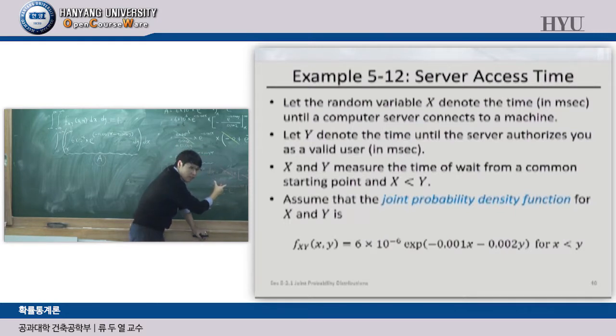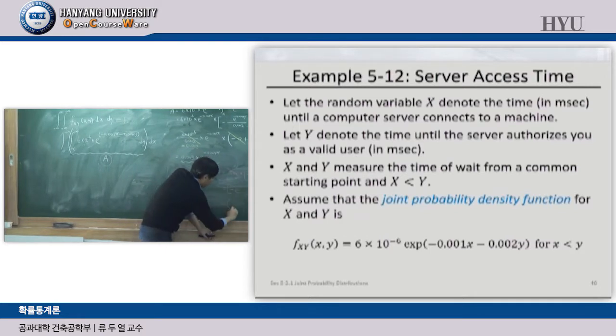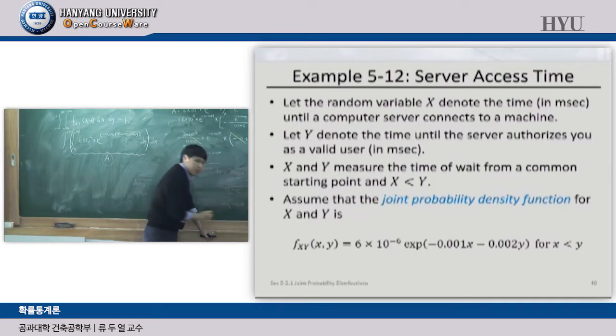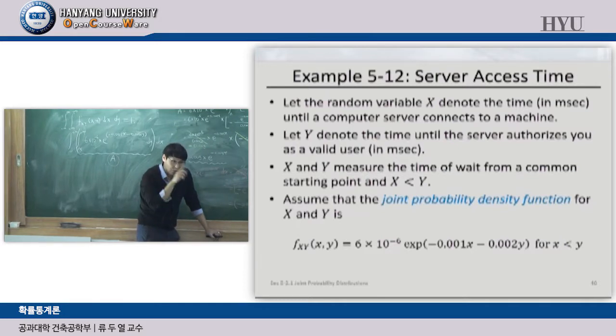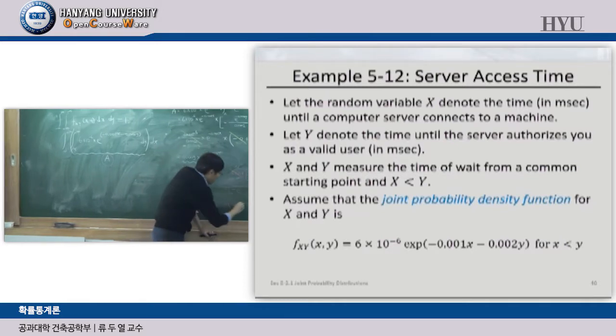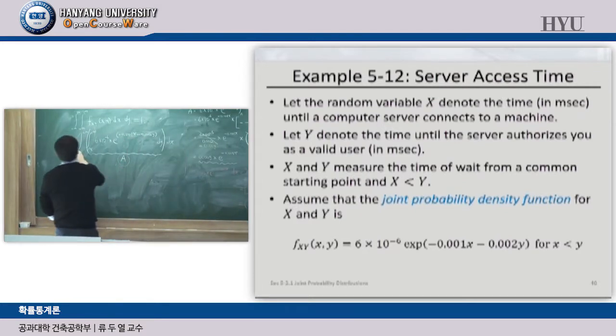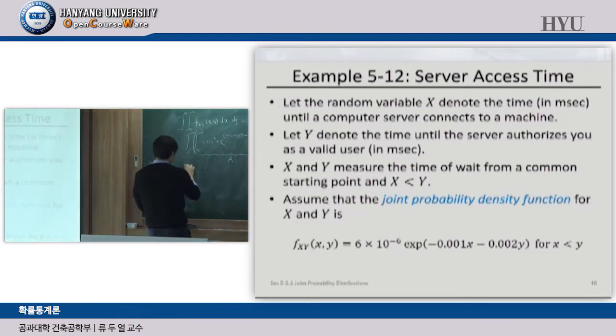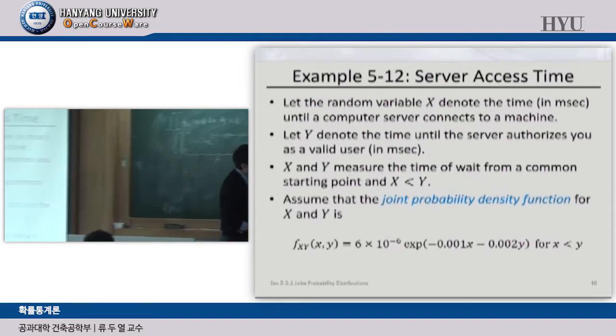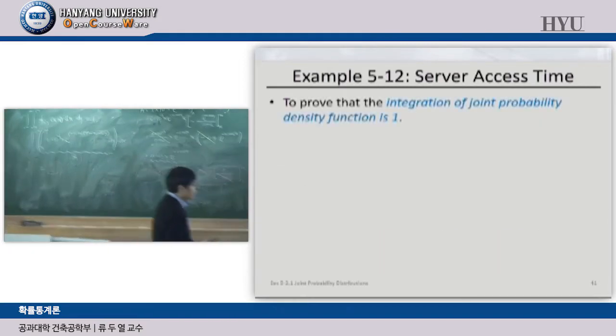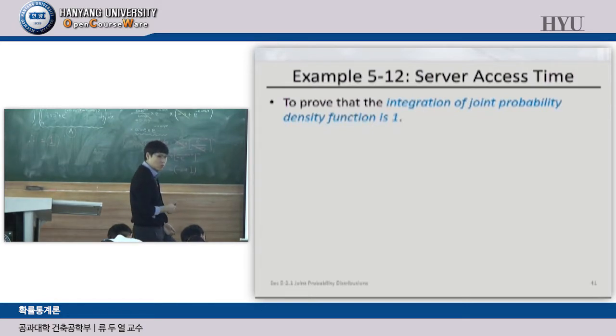The exponential minus infinite is equal to 0. Okay? So that is minus 0 plus, what about the exponential 0? Yeah, that is equal to 1. So finally, this is equal to 1, okay? So we verify the integration of the joint probability density function equal to 1, in this case.